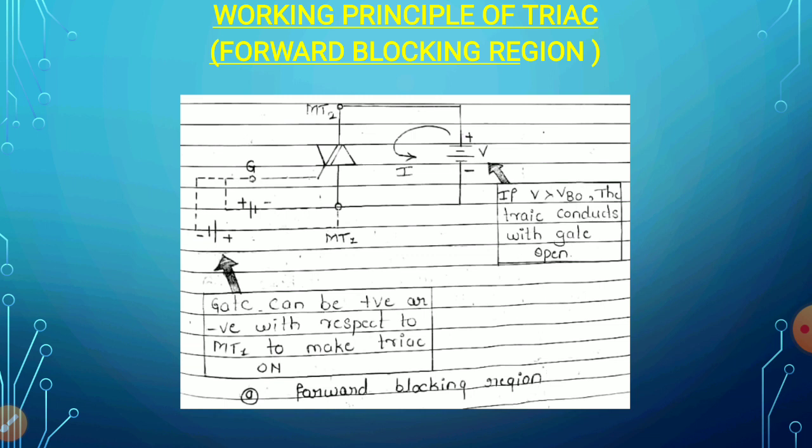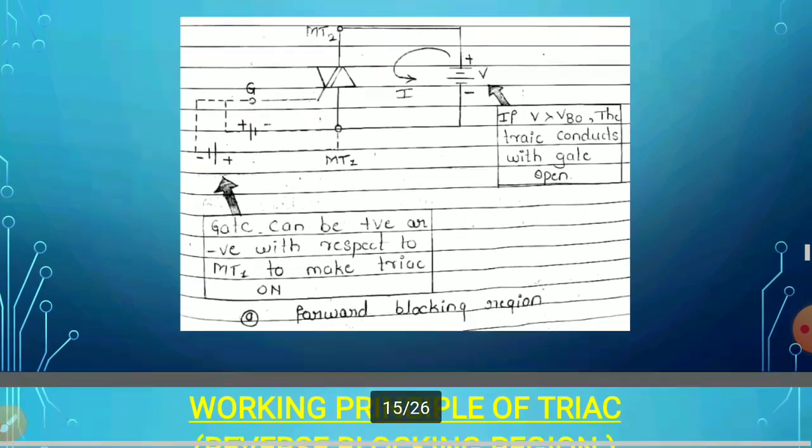But what happens if I apply the gate voltage? Because this is the condition where I kept the gate open. Suppose I apply a gate voltage of a certain value. Under that condition, what difference it makes is that whenever I apply a gate voltage, the breakover voltage becomes less compared to the case without gate voltage. So this is for the forward voltage.